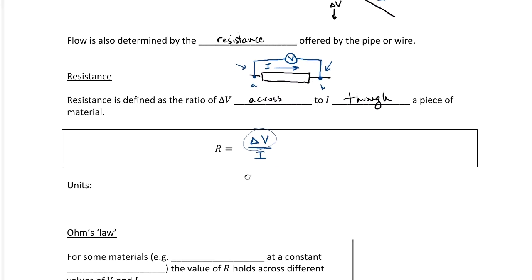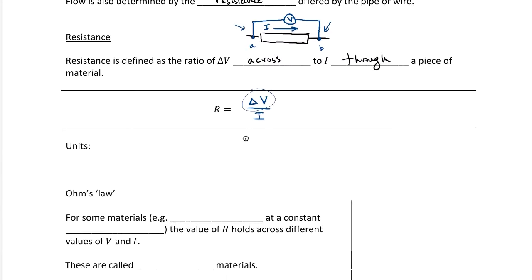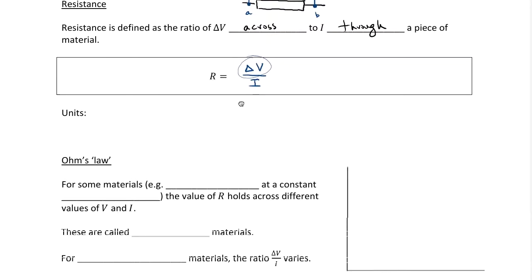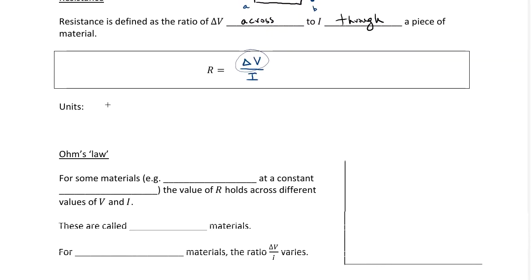And you can see from this equation that the units of resistance should be volts over amperes, and we give that a special name. We call that the ohm. So the units of resistance are ohms, which get this symbol, and 1 ohm is equal to 1 volt per ampere. There's also an empirical observation that gets called Ohm's law, even though it's not really a law, it's just an observation.